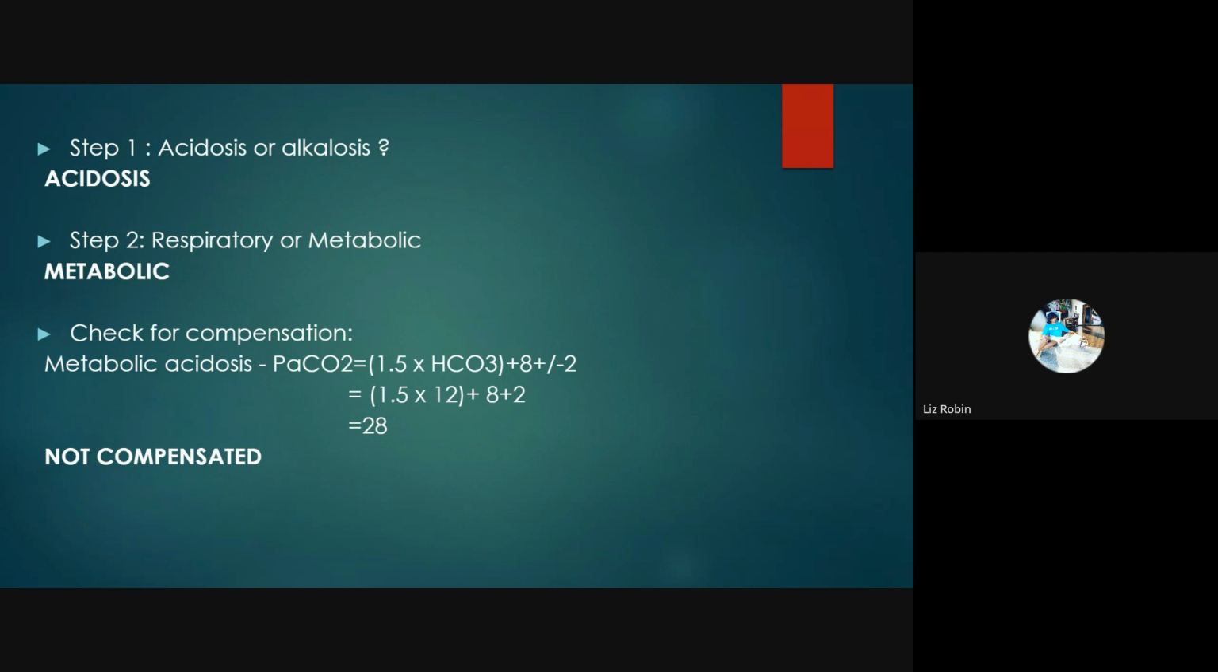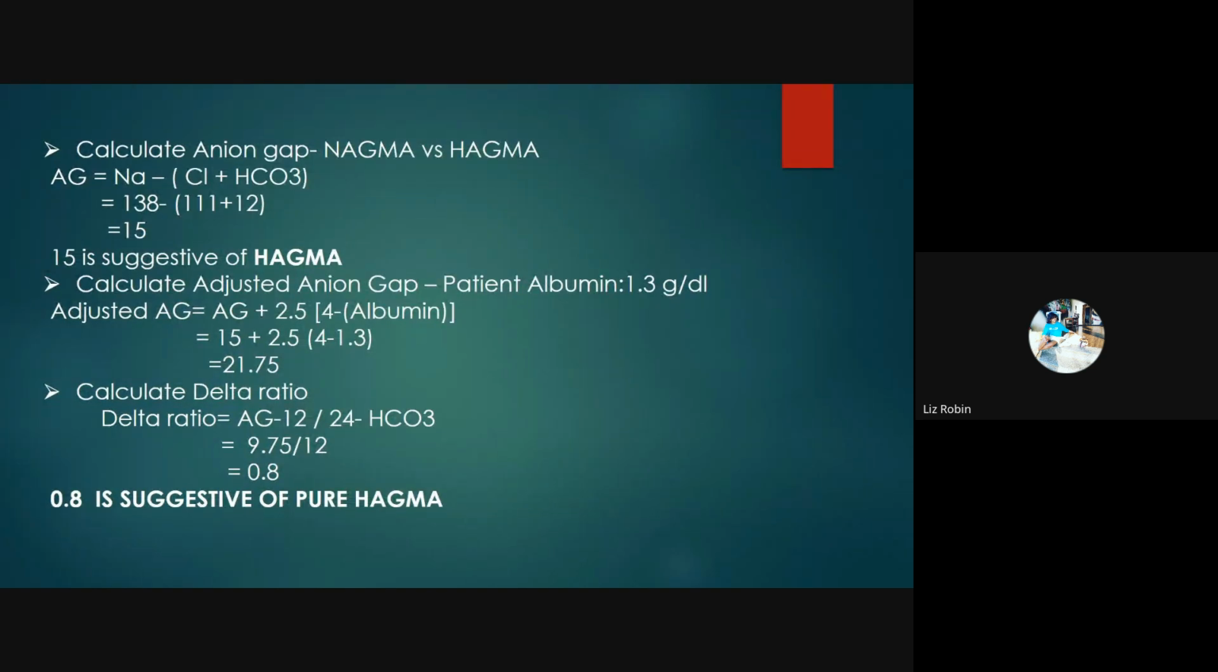So we figure out that it's metabolic acidosis, so anion gap. The anion gap in this patient, as per the formula, is 15, which is suggestive of HAGMA. Then we calculated the adjusted anion gap because this patient's albumin was 1.3. So he was hypoalbuminemic, and the anion gap was 21.75. After that, we calculated the delta ratio, which gave us a value of 0.8. So 0.8 was suggestive of pure HAGMA with no coexisting NAGMA or metabolic alkalosis. So yes, Nathaniel, you were right. It was high anion gap metabolic acidosis.